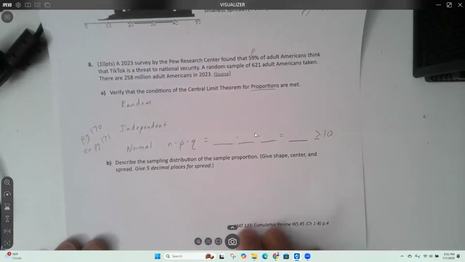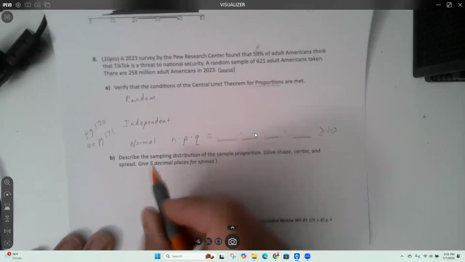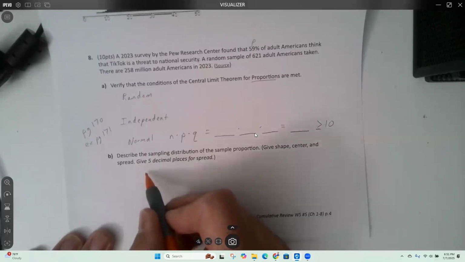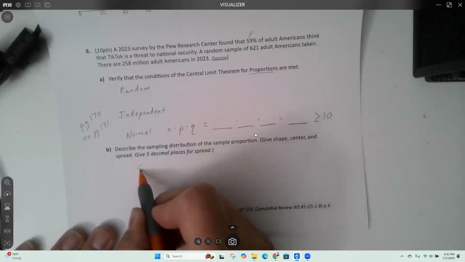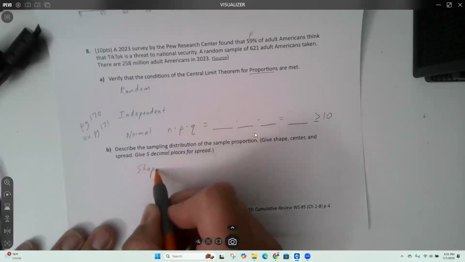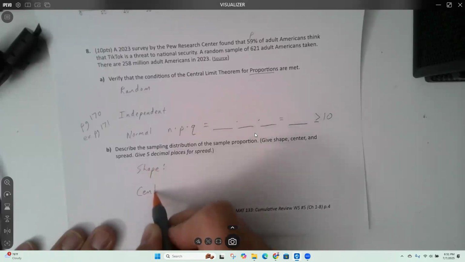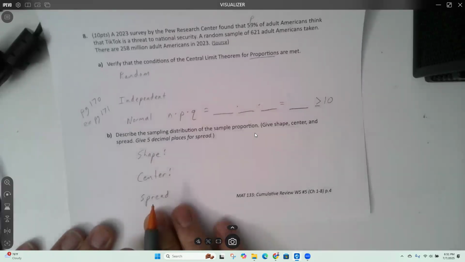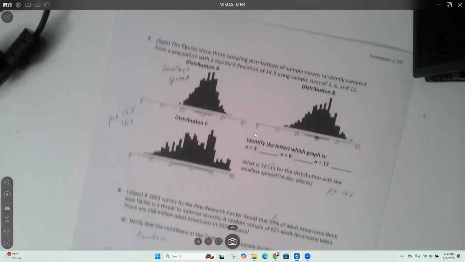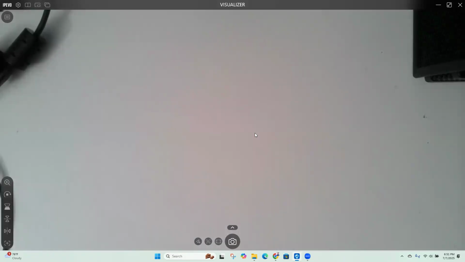If the central limit theorem is met, then we can talk about the sampling distribution for the proportion, and we can talk about the shape, the center, and the spread. All right, cool. So those are all the hints I'm going to give you. I'm going to stop the recording and we're going to do some math. We're going to get all these answers filled in tonight.